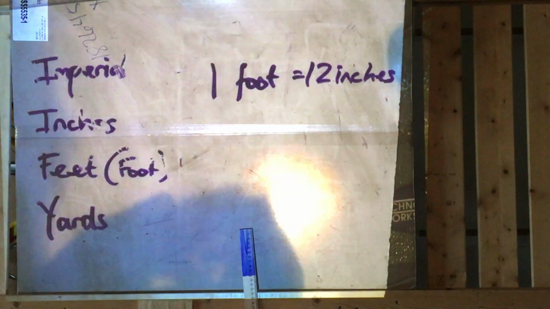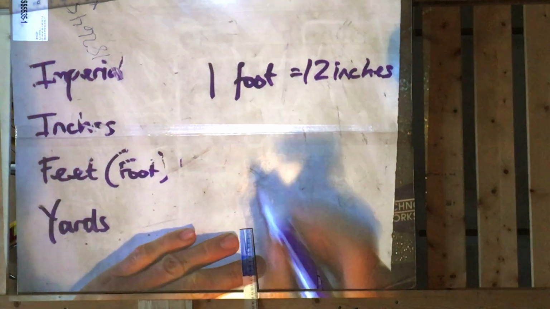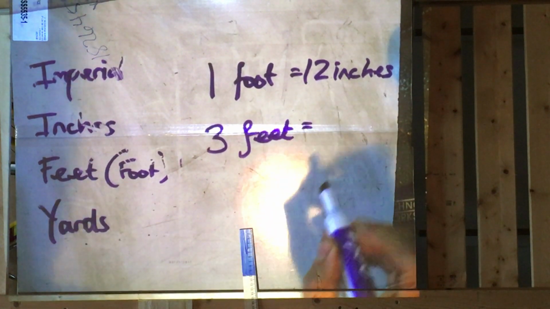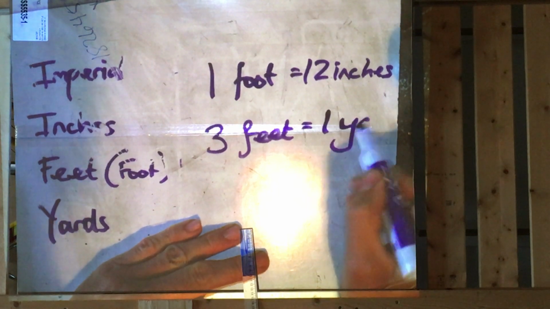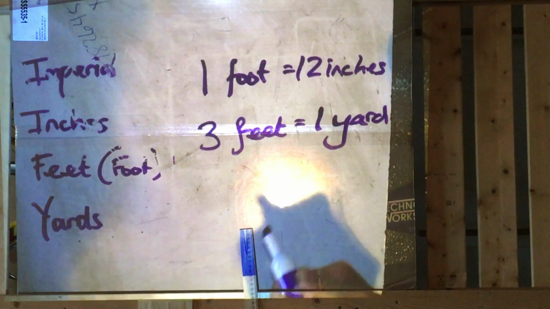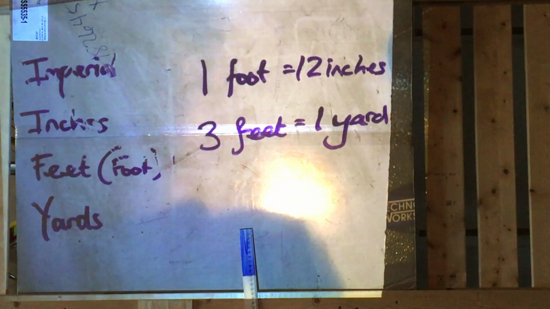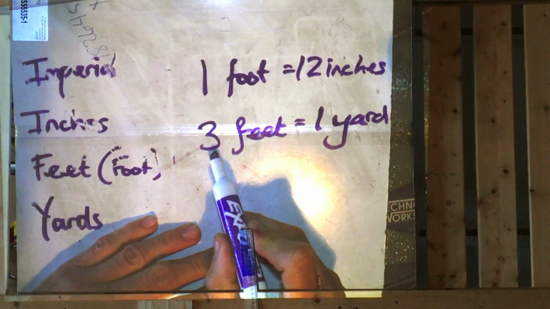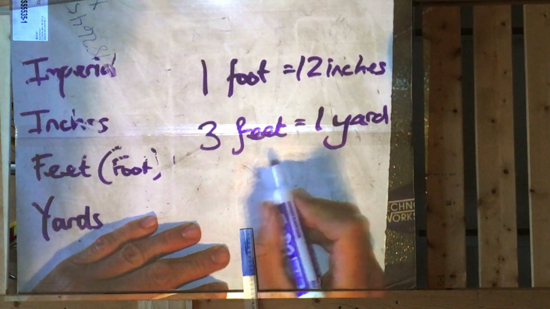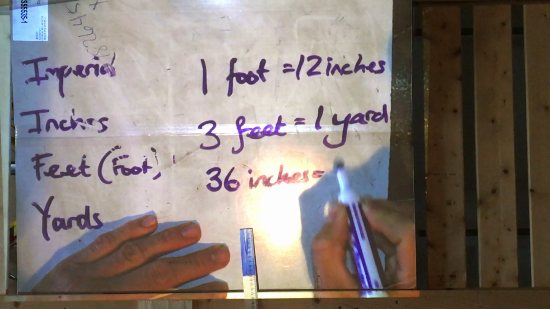Now, what else do you need to know? There's 12 inches in 1 foot, or 1 foot is 12 inches. It's the same thing. 3 feet, which is just the plural of a foot, equals 1 yard. Okay, and I'll put it over there, 1 yard. That's it. So obviously, 3 rulers put together equals 1 big long ruler, a yard long. And if 1 foot is equal to 12 inches, that's going to be 12 plus 12 plus 12, which is 36 inches equals 1 yard.